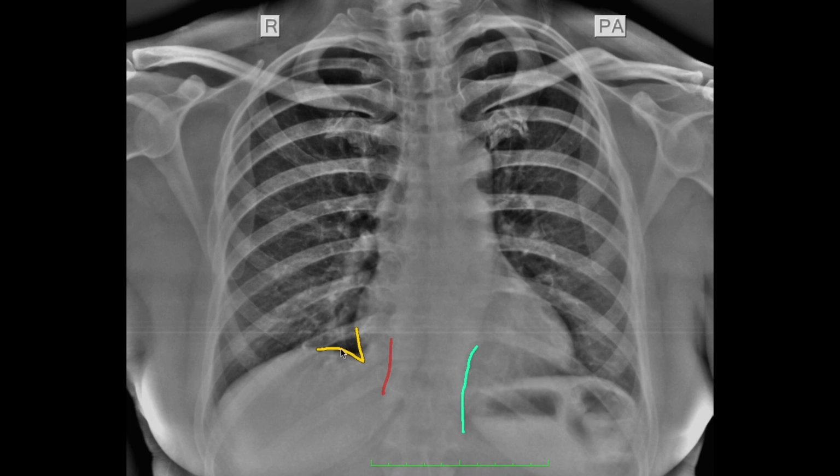But the rule of thumb is that this vertical distance between the two domes should not be greater than 3 centimeters. That is the upper limit. Now if this distance is more than 3 centimeters, then that can be because of certain pathologies.